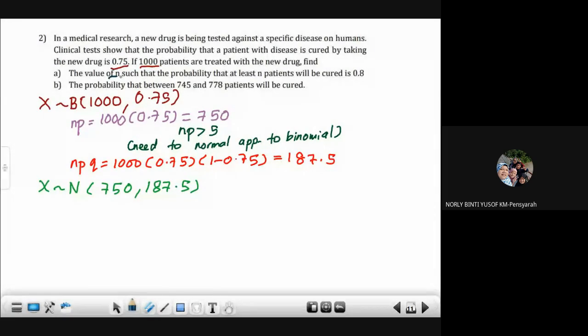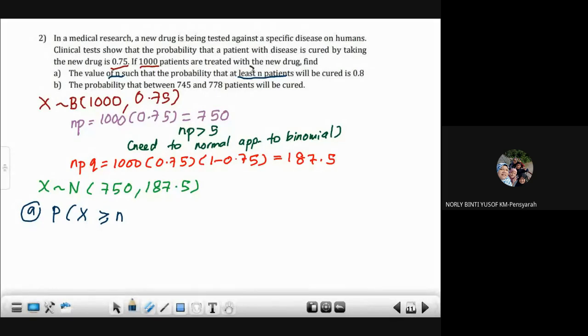Find the value of N such the probability is at least N. Patient will cure is 0.8. So you pun cari untuk soalan A. Nak cari N kan. So at least simbol dia adalah discrete lesser or equals to N.